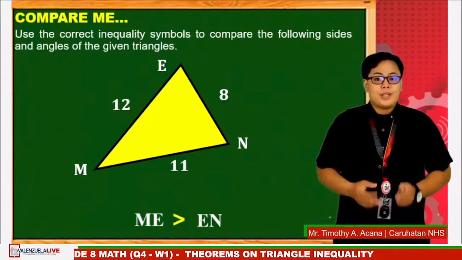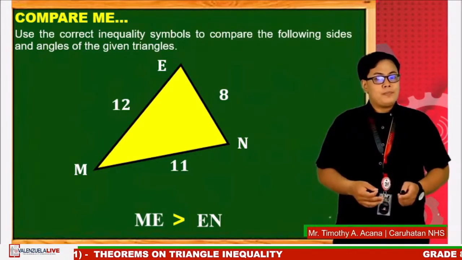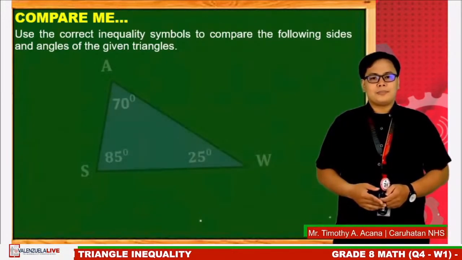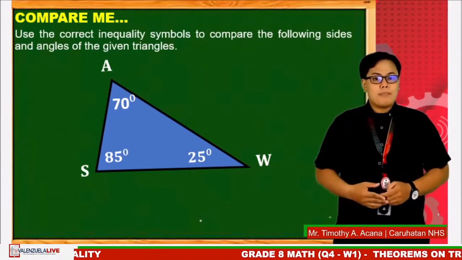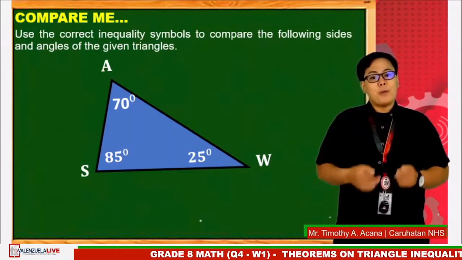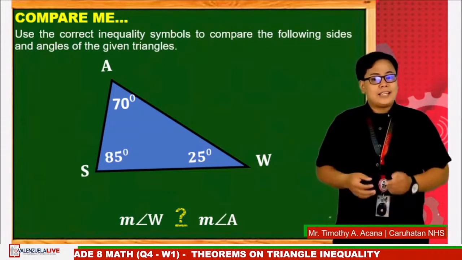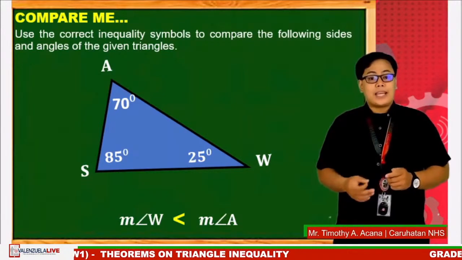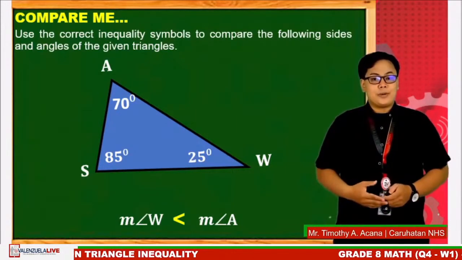Very good. The correct answer is greater than, since the measurement of side ME is 12 and the measurement of side EN is 8. Let us have another one. We have here triangle SAW. What inequality symbol are we going to use to compare the measurement of angle W and the measurement of angle A? That is correct. We are going to use less than, since the measurement of angle W is only 25 degrees, while the measurement of angle A is 70 degrees.